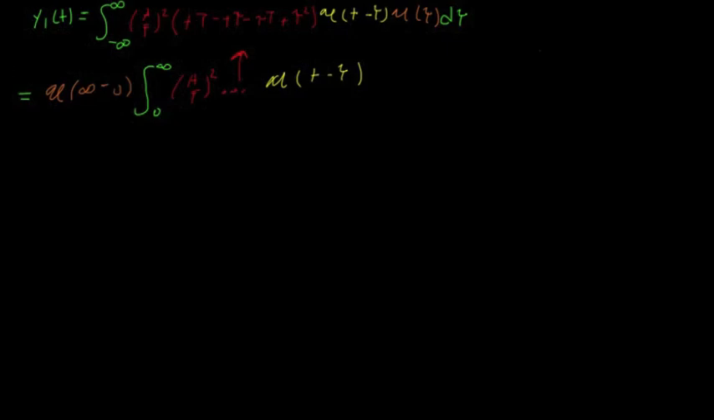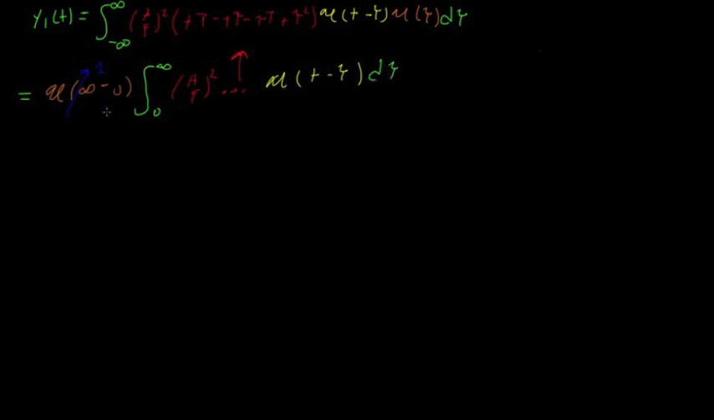I'm going to strike this out, and then this is going to become 1. So what we're left with is just the integral from 0 to infinity of this first portion of our integrand times u of t minus tau, and of course we have to have d tau.